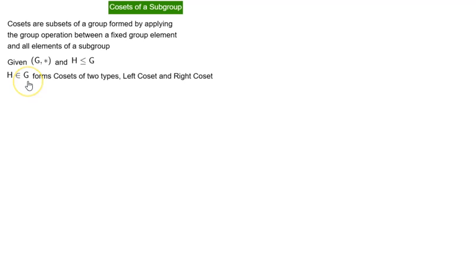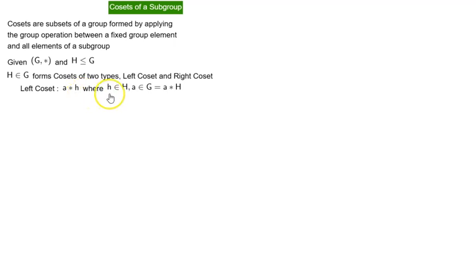Now H is in G. We know that since it's a subgroup, it forms cosets of two types, left coset and right coset. So left coset is formed by a times h, where h is in the subgroup H and a is in group G. So here, remember, between a fixed group element, here a is the fixed group element which is being multiplied by h, which is an element of the subgroup H.